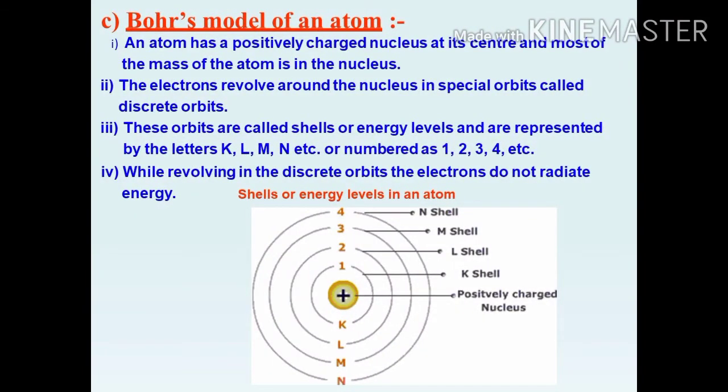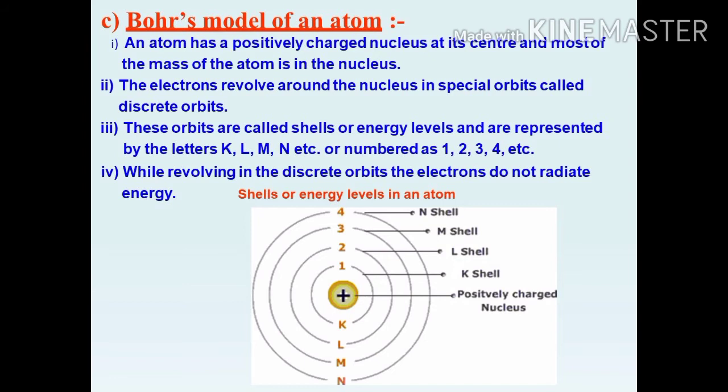The next one is Bohr's model of the atom. In order to overcome the objections raised against Rutherford's model of the atom, Niels Bohr put forward the following postulates about the model of an atom. Only certain special orbits, known as discrete orbits of electrons, are allowed inside the atom. An atom has a positively charged nucleus at its center. Most of the mass of the atom is in the nucleus. The electrons revolve around the nucleus in special orbits called discrete orbits.